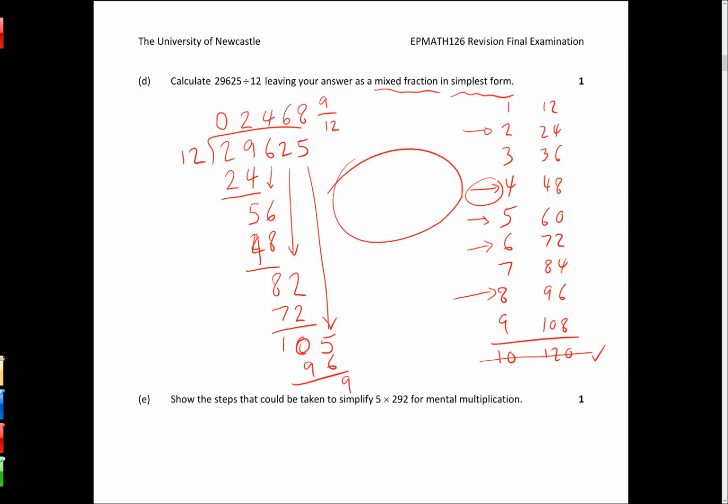So, okay, I'll top it off by saying the answer is 2,468. But I can see that I've got 3s in common. 3 3s on the top and 4 3s on the bottom. So my final answer, that's a mixed fraction, 2,468 and 3/4.